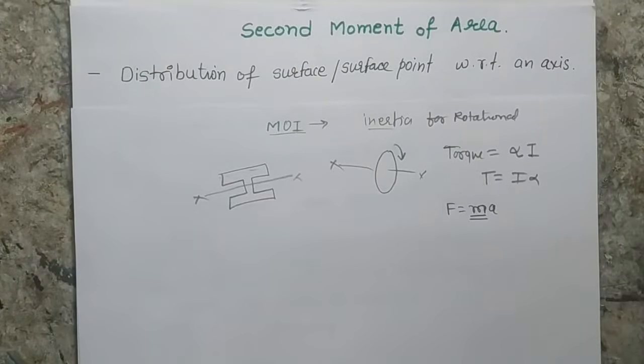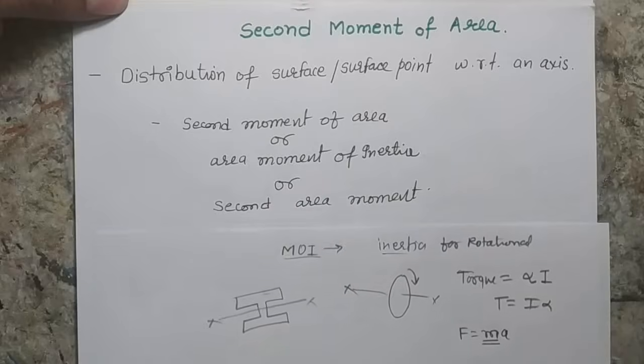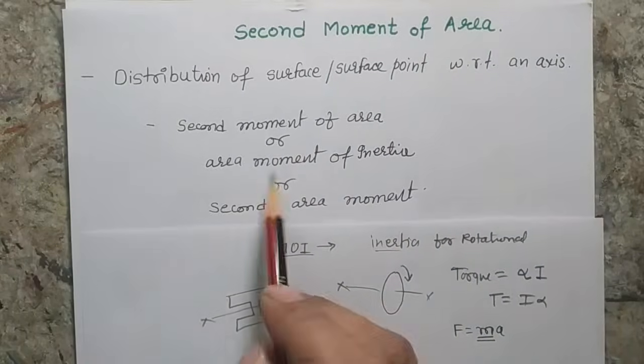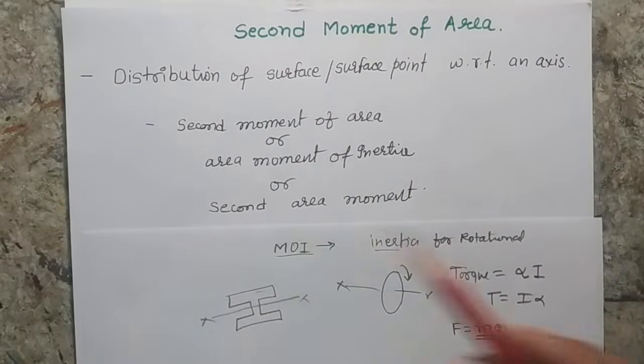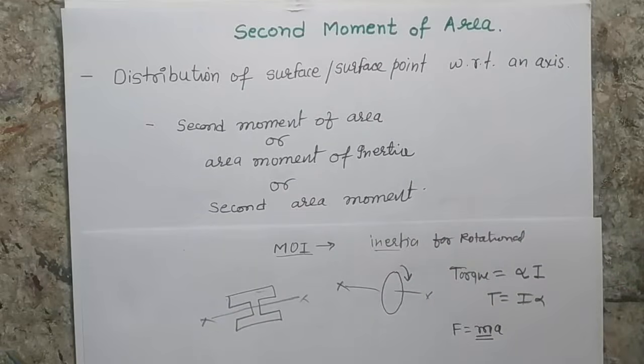I will also explain the physical significance of the second moment of area, and where it is applied particularly in the engineering field. So let's start. The second moment of area is also known as the area moment of inertia or the second area moment. These are the different names. We can call it anything: the second moment of area, or sometimes the moment of inertia of an area. All the terms are similar and the meaning is the same in all cases.